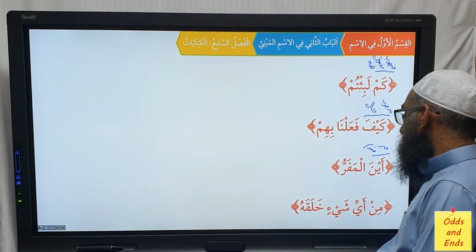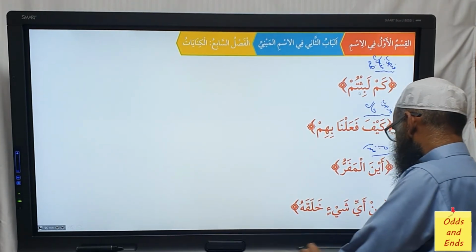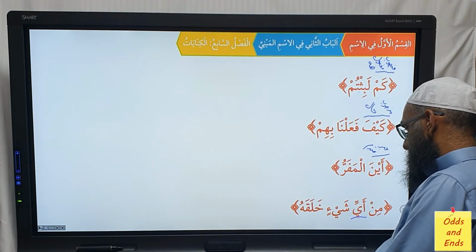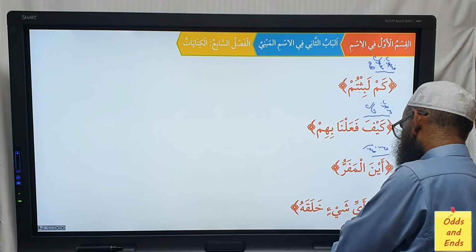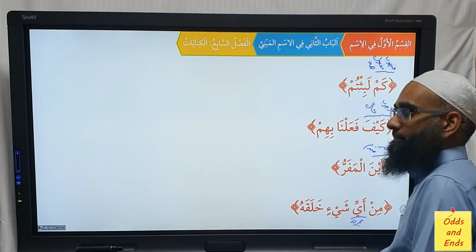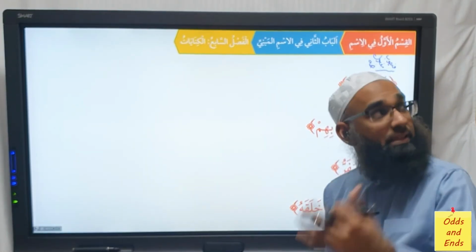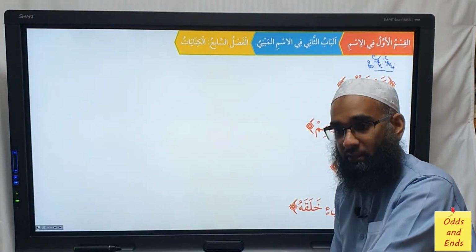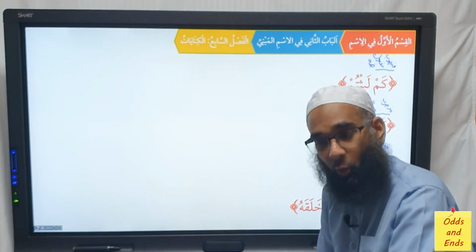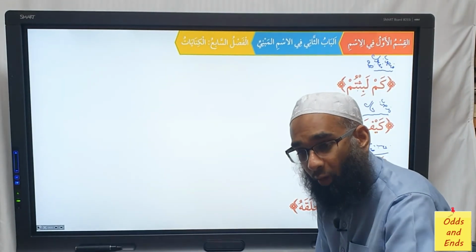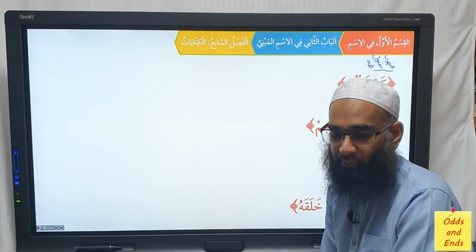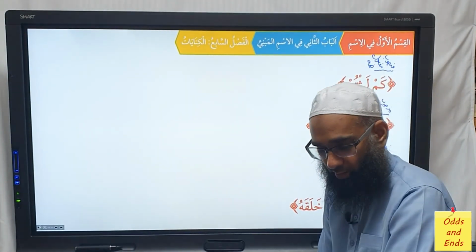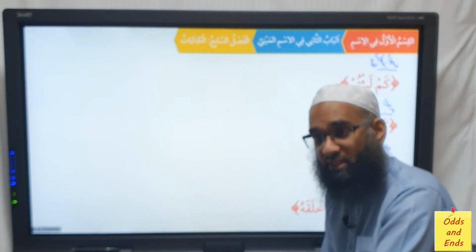Min ayyi shay'in khalaqa. What's the i'rab of ay? It's majroor, preceded by harfun jar. So in the book, where he discusses further, he only mentions the i'rab of kam. But this is not only rules applying to kam, it applies to all asma' istifham. Harful istifham, hal and a, have no i'rab. So no issue there. The question is, how do you do i'rab of asma' istifham?